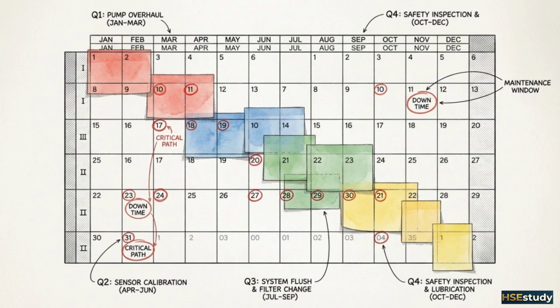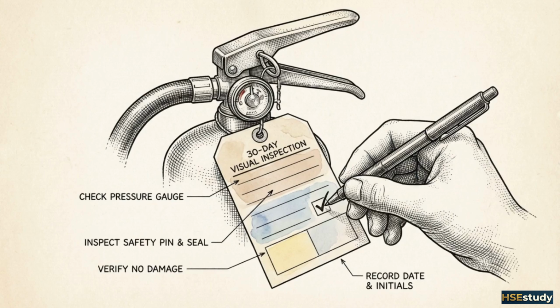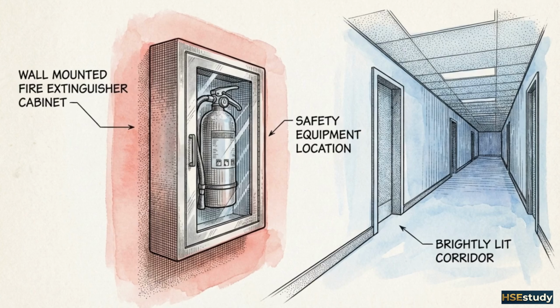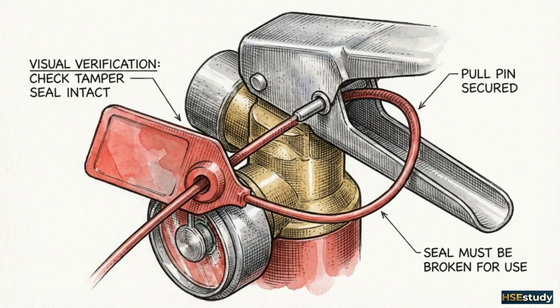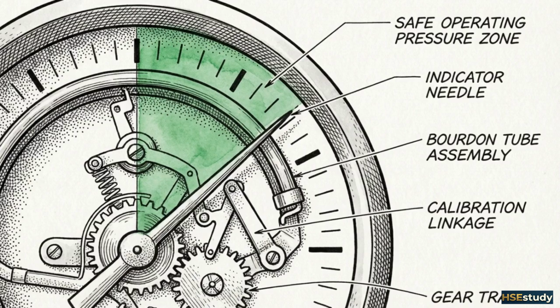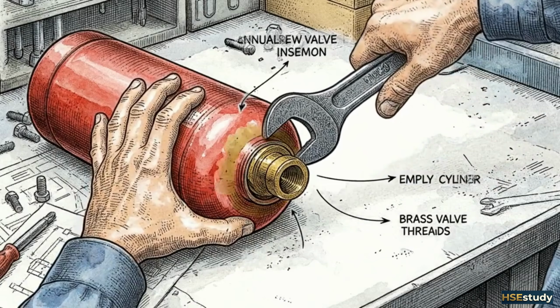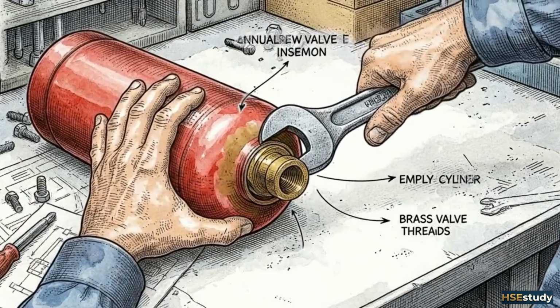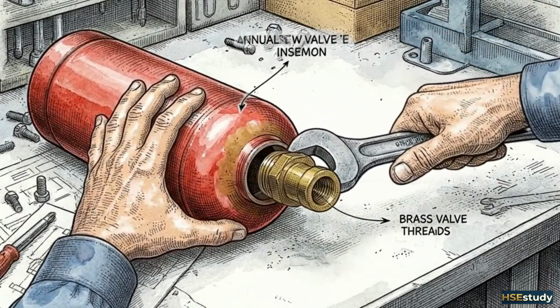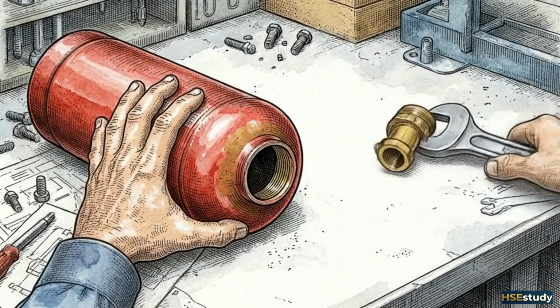OSHA Standard 1910.157 establishes a complex, overlapping chronological matrix for equipment maintenance. The baseline is a 30-day visual inspection. Safety officers verify the physical location, ensure the tamper seal is intact, and check the pressure gauge. Once a year, the standard escalates to annual maintenance, requiring a certified technician to inspect the mechanical parts and officially log the date of service.